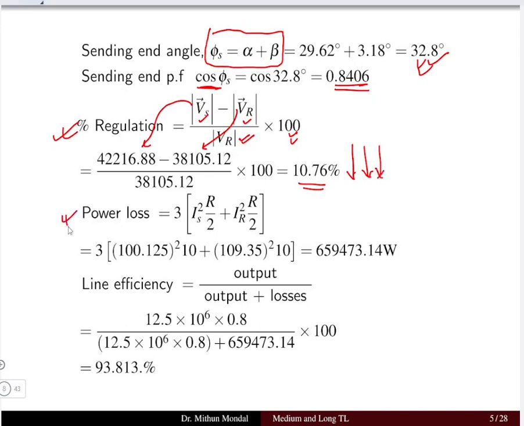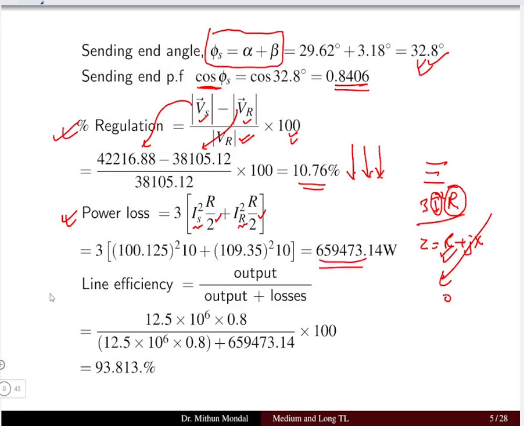Now the power loss we have to calculate. We have 3 conductors, so we will have 3 times I squared R as the loss in the conductor. However, this current is distributed in 2 parts. One is the sending end part, another is the receiving end part. Also, the power loss will be calculated only in the resistive part, because we have Z equal to R plus jX. The X part will not be considered in power loss. Only the resistive part will be considered. So R by 2 on the sending end and R by 2 on the receiving end will be considered for calculating the power loss. So we have some power loss that is determined.